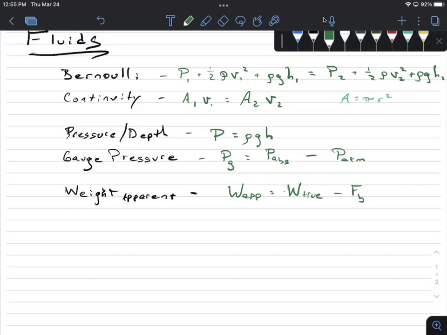And so the more buoyant force there is, the less heavy the object would feel. And in fact, if the object floats, that means the buoyant force is the same as the true weight or more, and thus the apparent weight goes to zero or becomes negative, let's say. So that's another thing you may need to know.